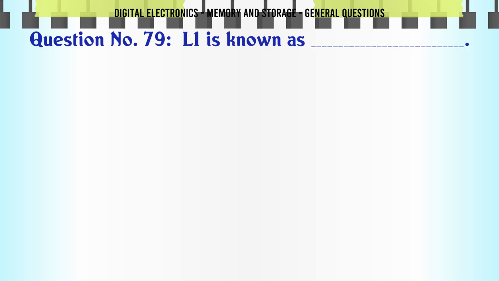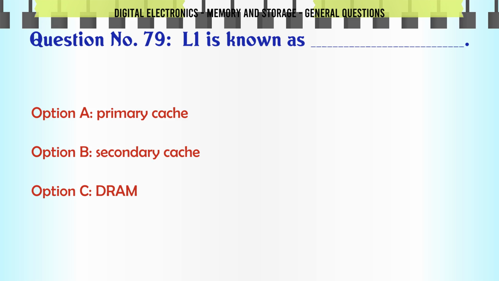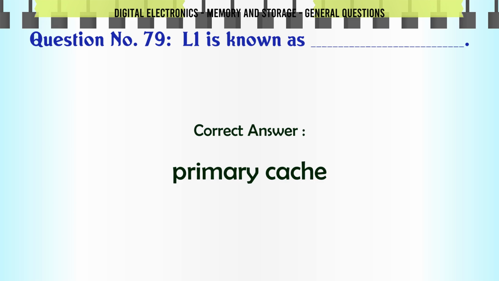L1 is known as A. Primary cache. B. Secondary cache. C. DRAM. D. SRAM. The correct answer is primary cache.